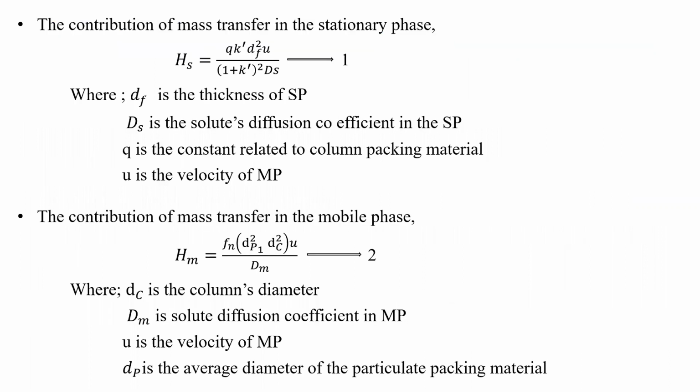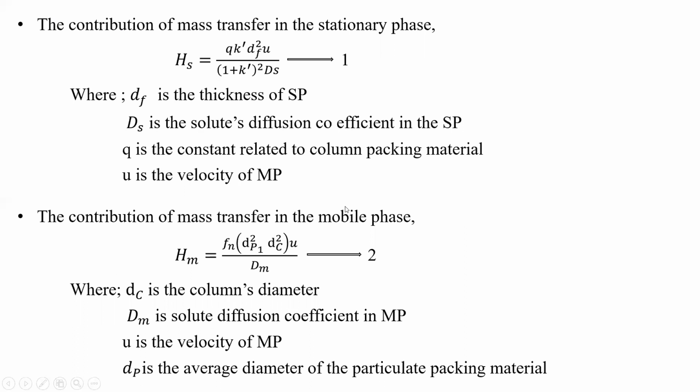The contribution of mass transfer in the stationary phase is given by Hs, which is equal to q k dash df square u by 1 by k dash whole square into ds, where df is the thickness of the stationary phase, ds is the solute's diffusion coefficient in the stationary phase, q is the constant related to the column packing material, u is the velocity of mobile phase.